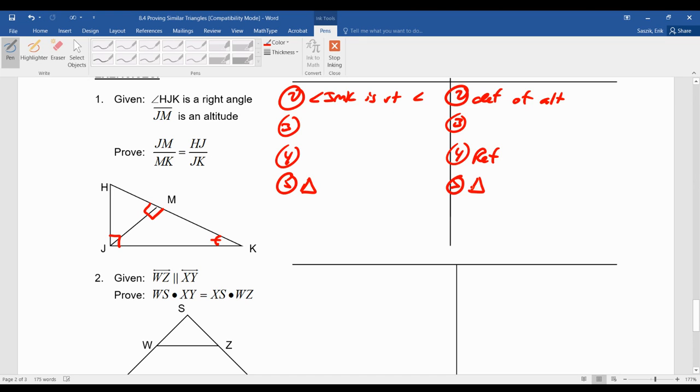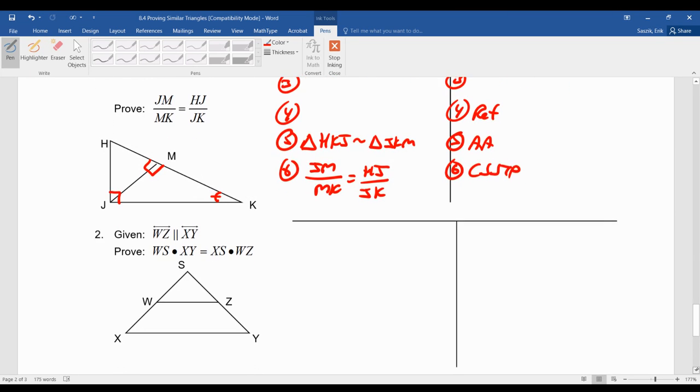And now you got your triangles, right? Just make sure you match them up correctly. Triangle HKJ similar to JKM. That's by angle, angle, and then you would finish up with CSSTP. Okay.